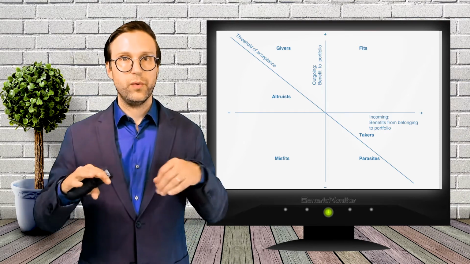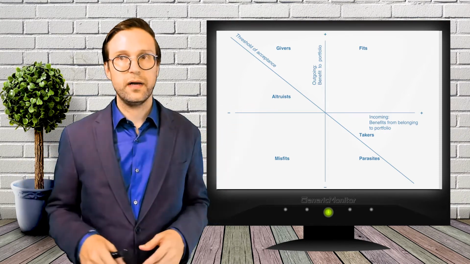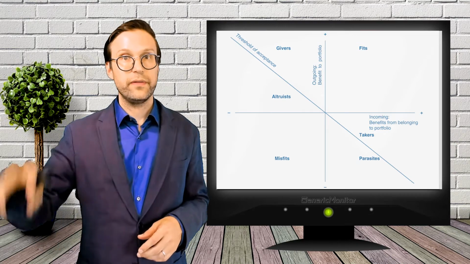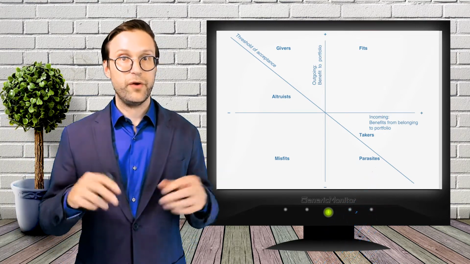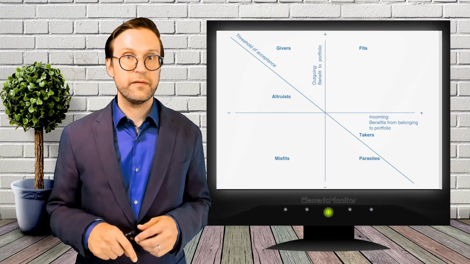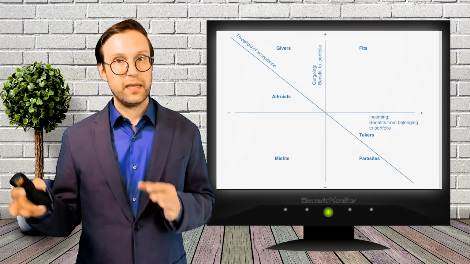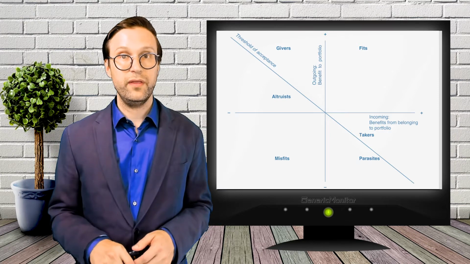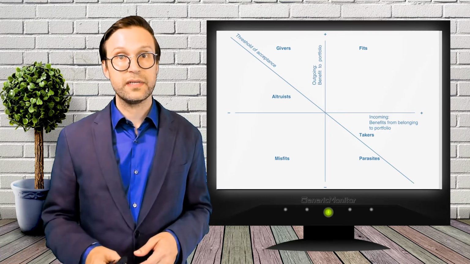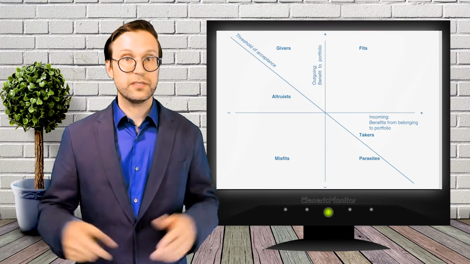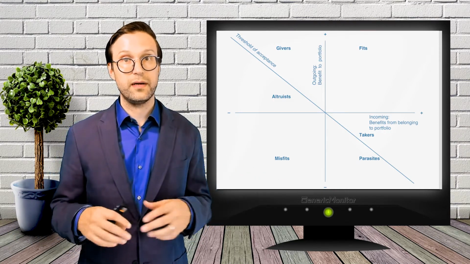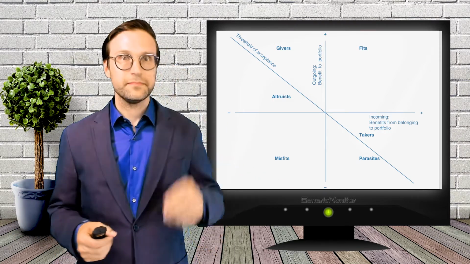So once you combine these elements, you have fits, which are in the upper right quadrant of this framework. Fits have both benefits to the business from being in the portfolio and benefits to the rest of the portfolio based on the existence of that business. So these would be examples of business units with symmetric synergies between them.